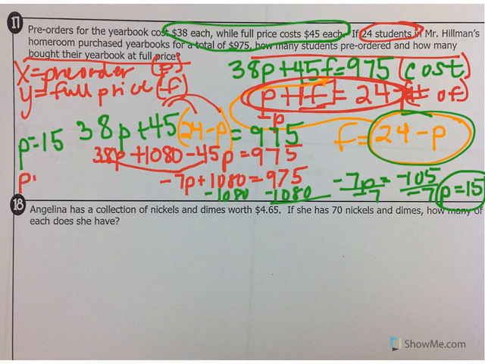So if my second equation was P plus F equals 24, and I plug in 15 for P, I can say, okay, 15 plus what equals 24? Well, 15 plus 9 equals 24. So my full price orders are going to be 9, and my pre-orders are going to be 15.